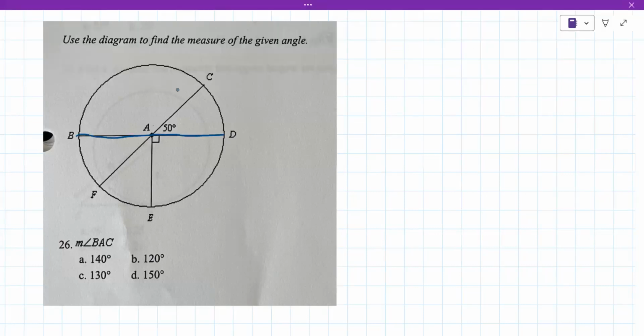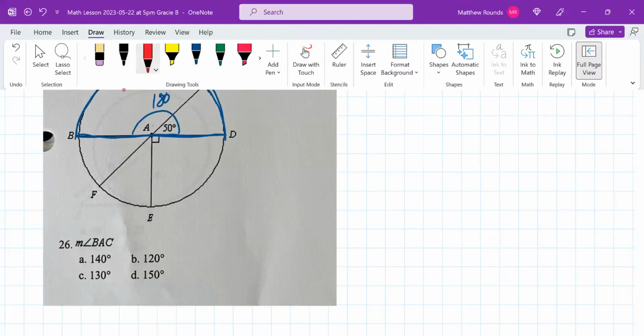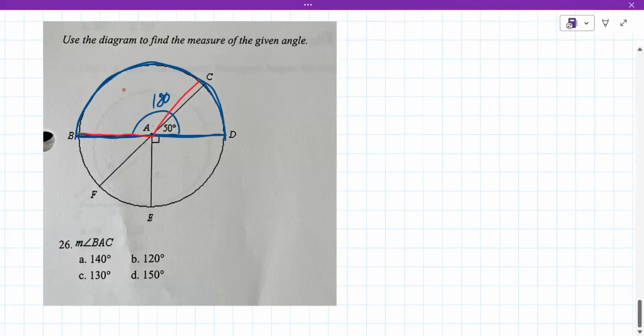I'll point out something there. BD is a diameter, which means that the half circle here is 180. And since they're asking about B to A to C, B to A to C plus 50 equals the 180. So okay, it is 130, but sometimes you gotta just see if there's a better way.